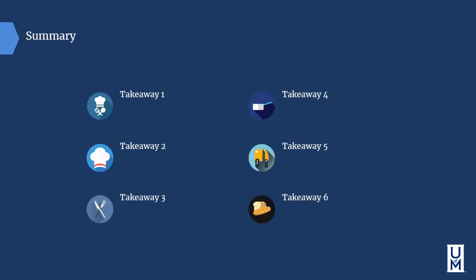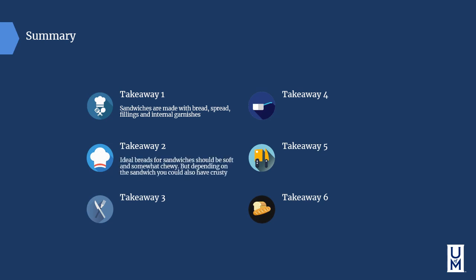Some key takeaways from this module. Sandwiches are made with breads, spreads, fillings, and internal garnishes. Ideal breads for sandwiches should be soft and somewhat chewy, but depending on the sandwich, you can also have a crusty bread. Spreads are designed to prevent soggy bread, providing a barrier between the filling and the bread. If the spread has a high water content, it is for flavor, not as a barrier.